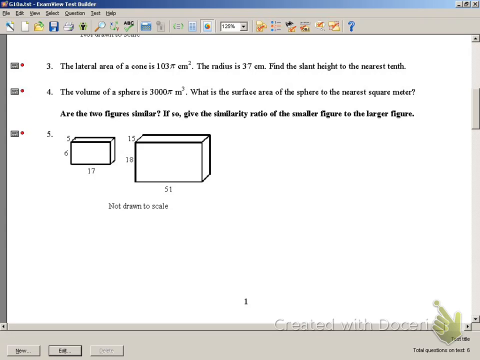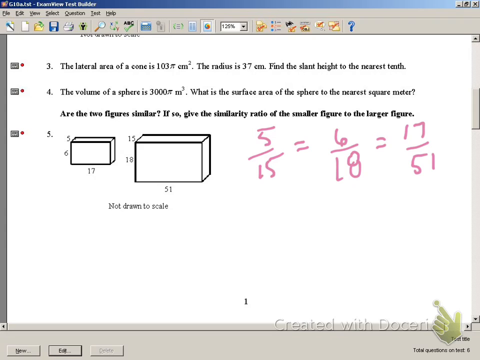Alright, number 5, it says, are the figures similar? If so, give the similarity ratio of the smaller figure to the larger figure. When we're talking about similarity, their sides have to be proportional. Their perimeters or surface areas and volumes have to be proportional as well. So are the two figures similar? We can see that 5 corresponds to 15, 6 corresponds to 18, and 17 corresponds to 51.